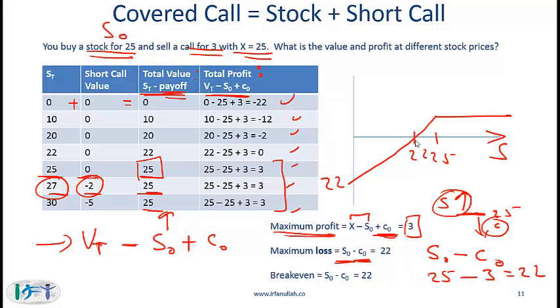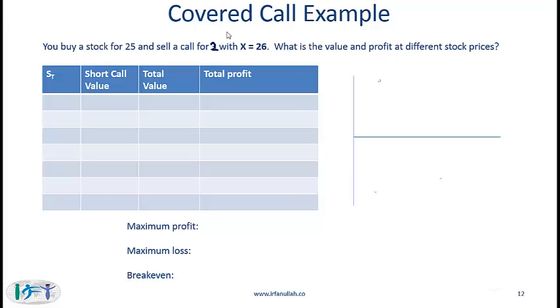And the break even is right here. It's the same number. Break even is 22. That is also given by S0 minus C0. Now I want you to do this example where you buy a stock for 25. So again, S0 is 25, but you sell a call for $2. So this is a little different from the previous example.